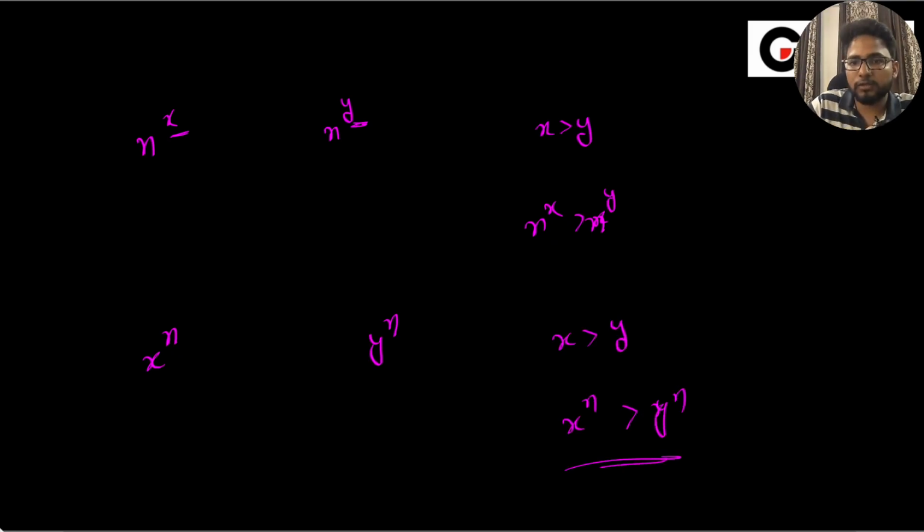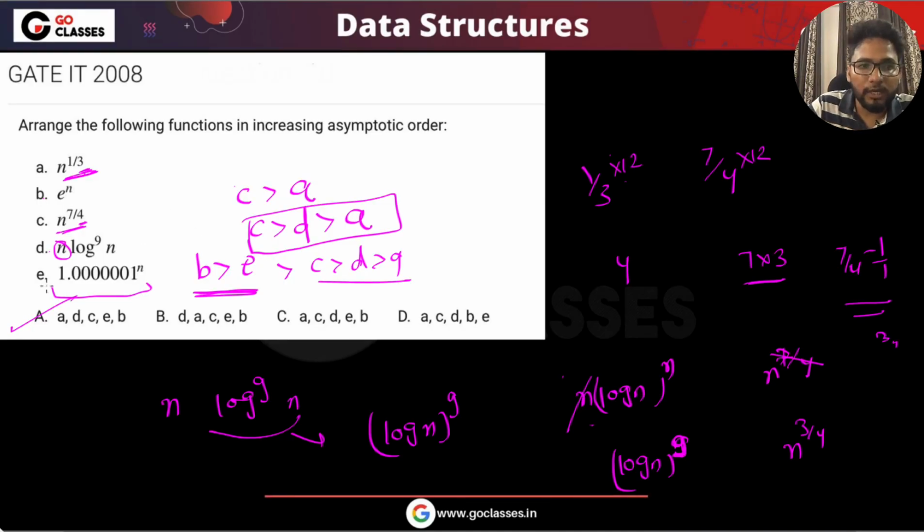So here you can say that if e is greater than this, then e power n is also greater than this. See, these are basically greater than one values, right? So it will also increase. These are the increasing functions, so for the increasing functions, you can apply these things.